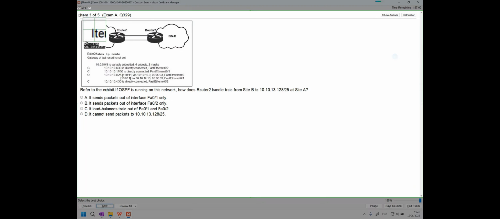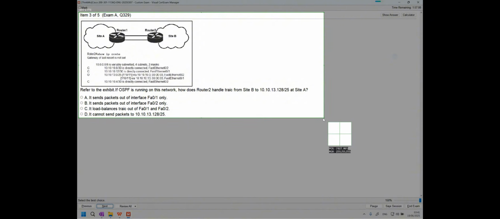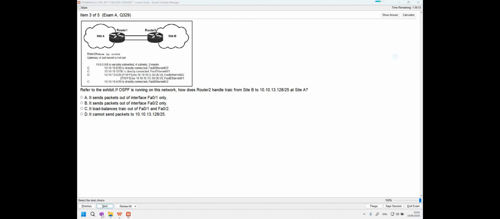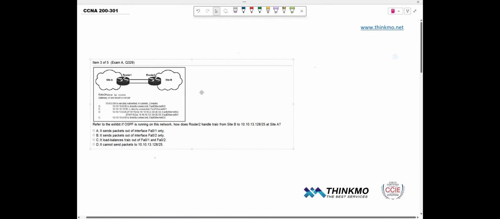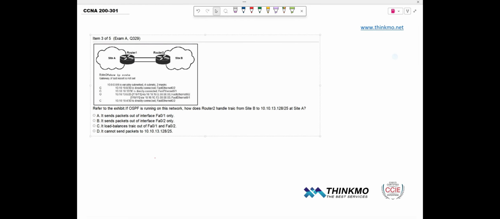Alright, let's look at the third question. For the third question, it says this is an OSPF link, meaning between router 1 and 2, it's OSPF. Then, from site B on router 3, we send a packet destined for site A, that is, the target site is A. So when sending to this address, how should this traffic be routed?